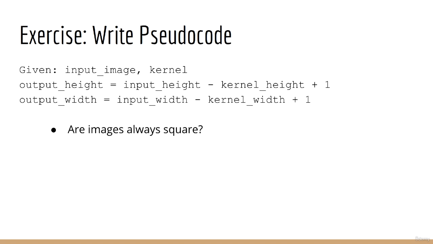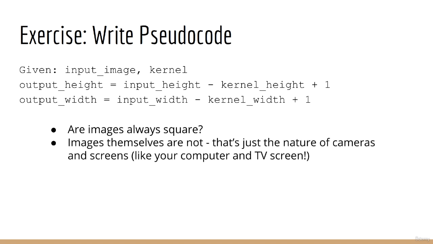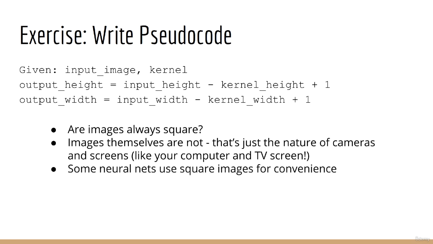What's the convention? And the answer is that for images, usually these are not square. This just has to do with cameras and screens. Most screens, like your computer screen and your TV screen, are not square, and therefore cameras do not take square pictures. Therefore, images we find in the wild that we want to use as data are typically also not square. Some neural networks do use square images for convenience, so when you build a data set, you make them square. One example of this is MNIST, which we've already seen. On the other hand, kernels are almost always square by convention.